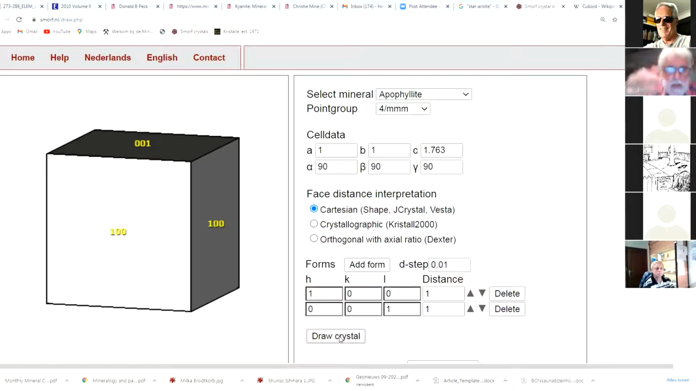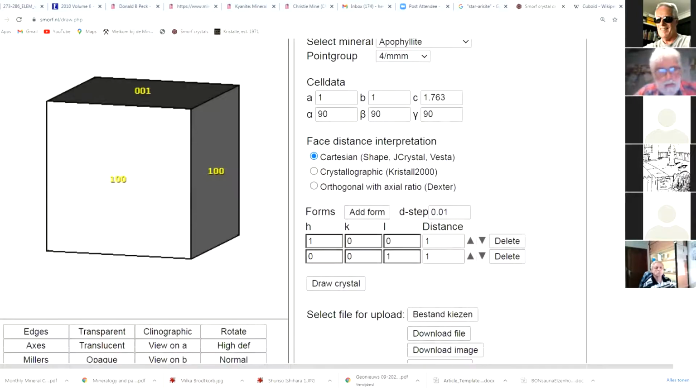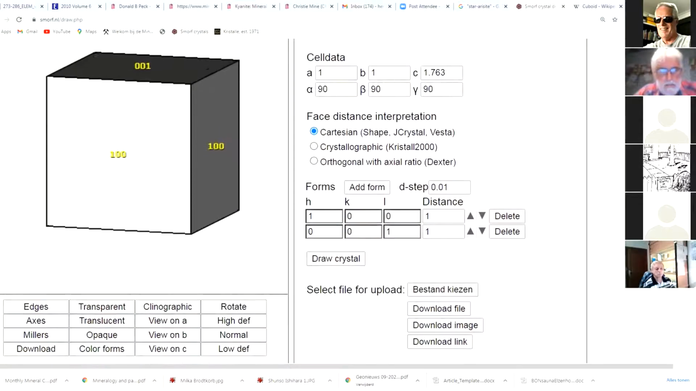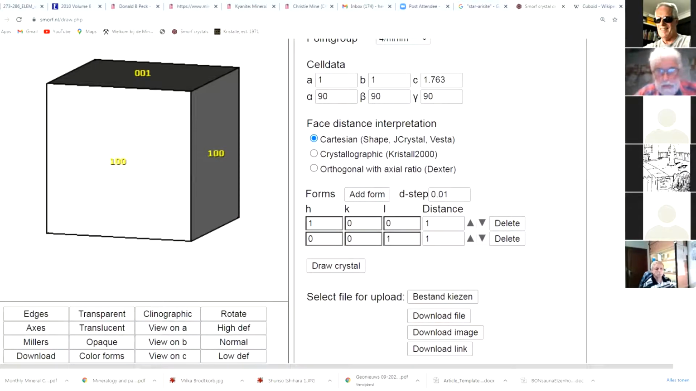Well, it looks like a cube, but it's not really a cube. It's a block. Yeah, you could call it a rectangular block. Okay. So it actually looks like a cube, but it's not. From a crystallographic point of view, it's not. Okay.